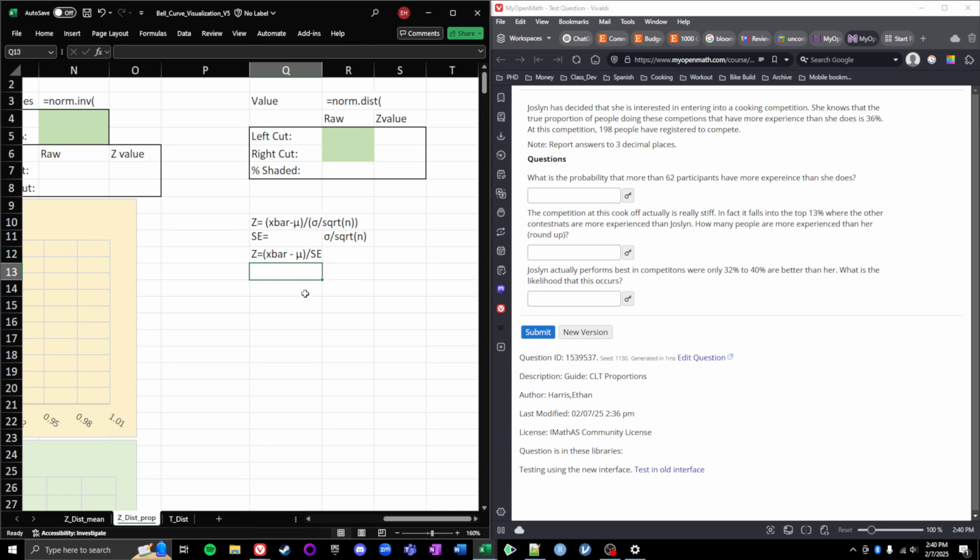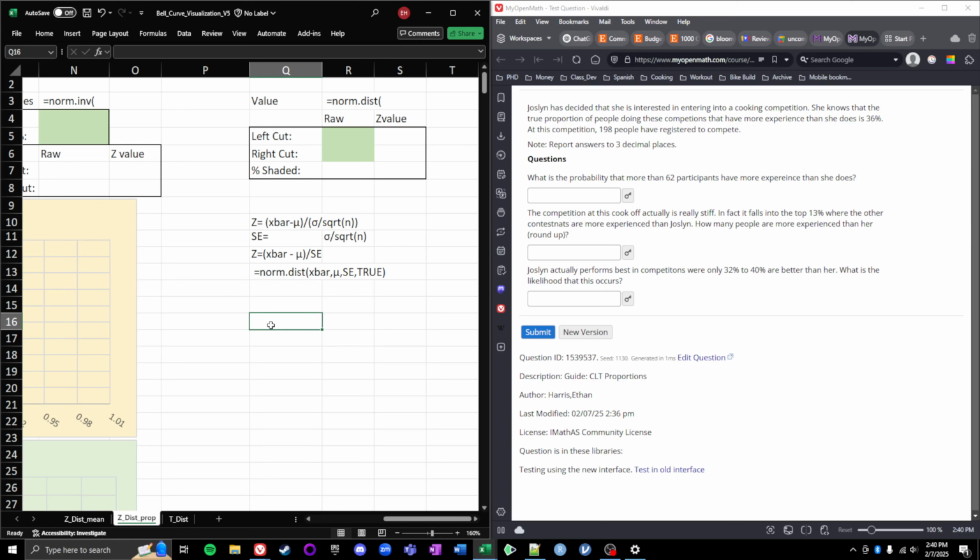So when we did things like the norm dot distribution, we would put in our x bar, then we'd put in our mu, then we'd put in our standard error because we're dealing with more than one observation at a time, and then we use true at the end here. And so we could just click on, okay, here's our x bar, here's our mean, and here's our standard error.